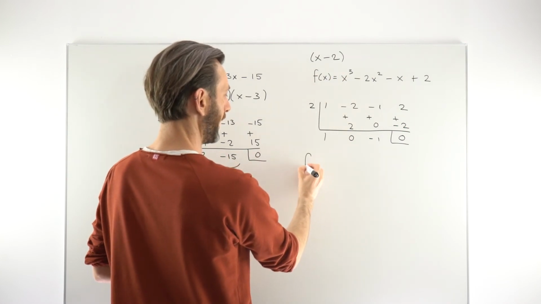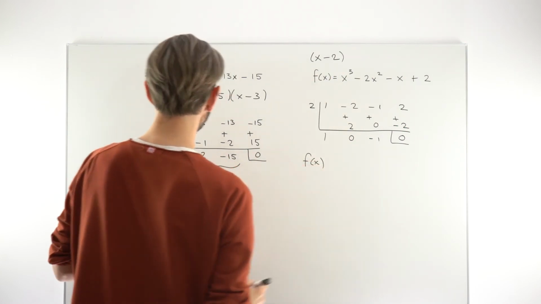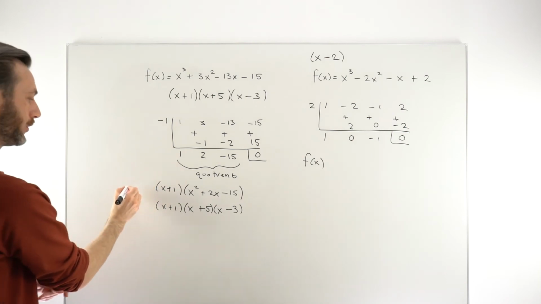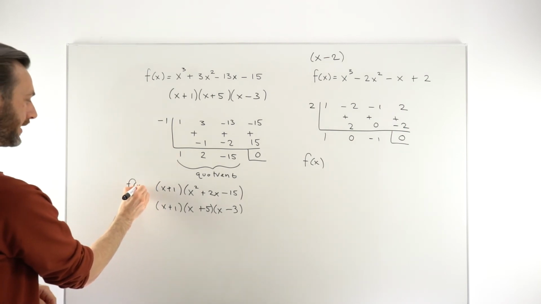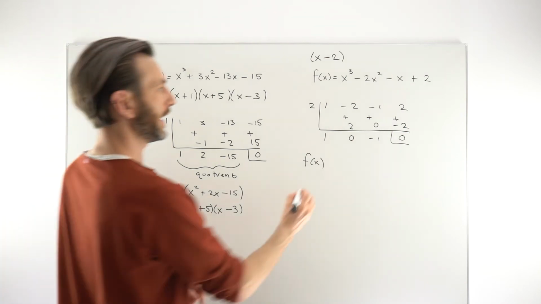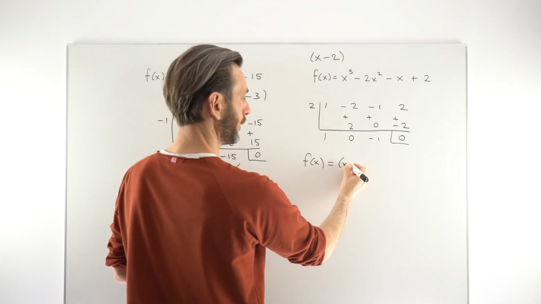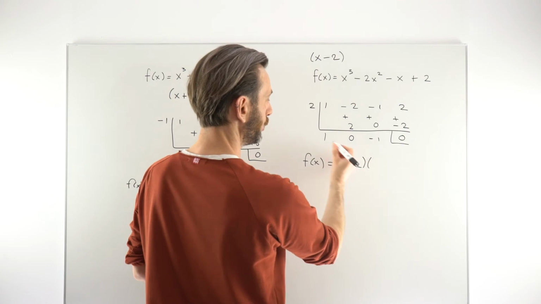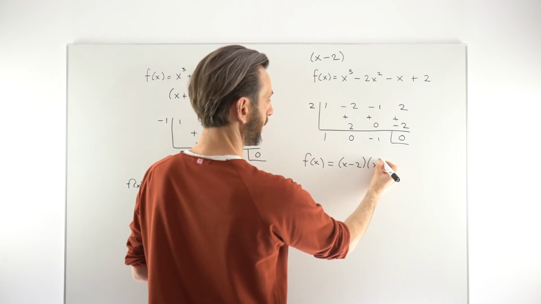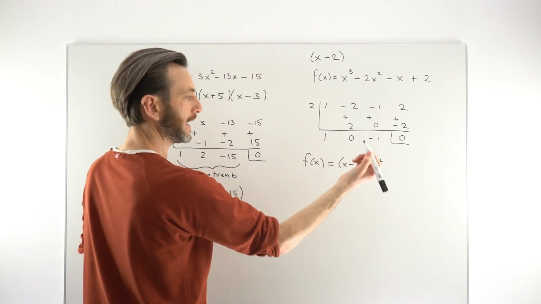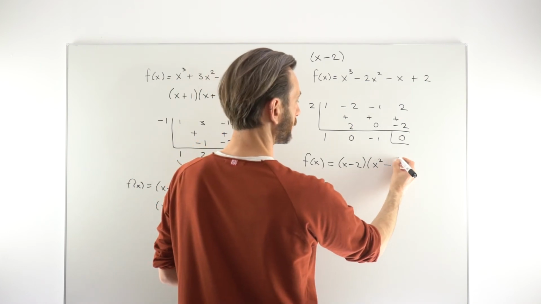So that tells us that f of x, I could have written this over here by the way, we could have said that was f of x there. So we now know that f of x is equal to that first bracket, the one that we were told about in the question, times the quotient. And the quotient this time is x squared, 0x, so there's no x term, minus 1.